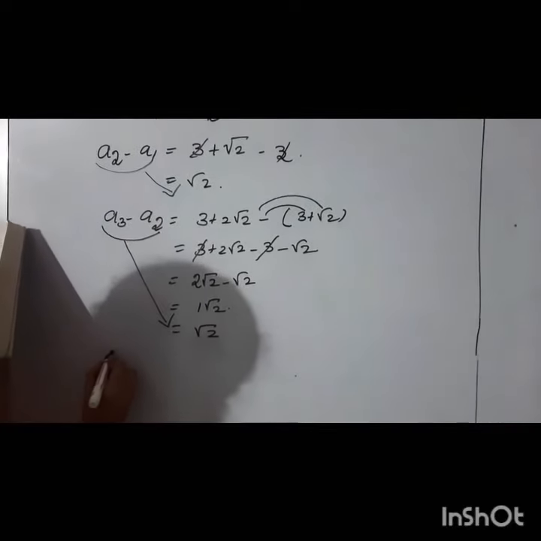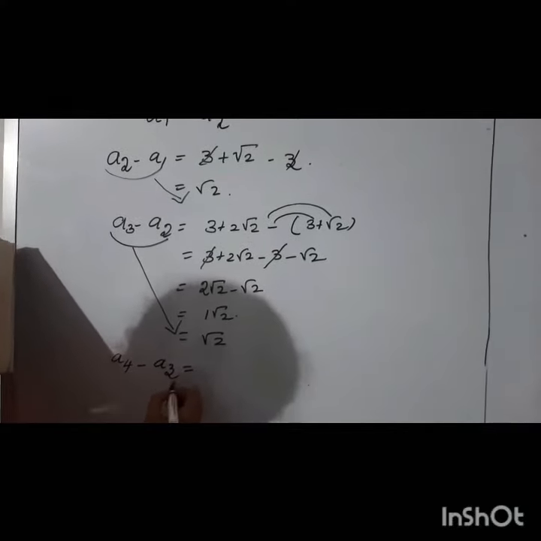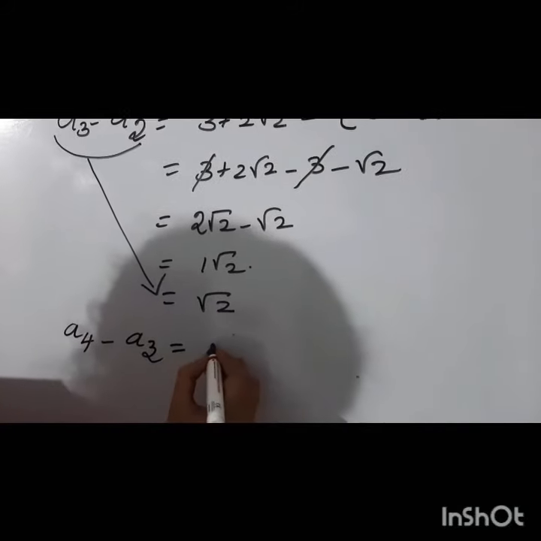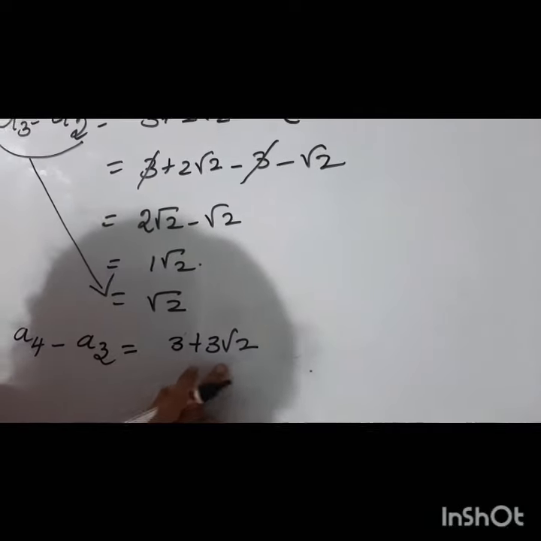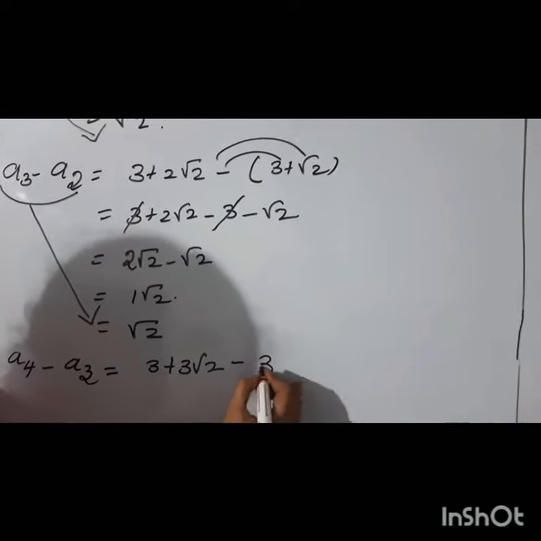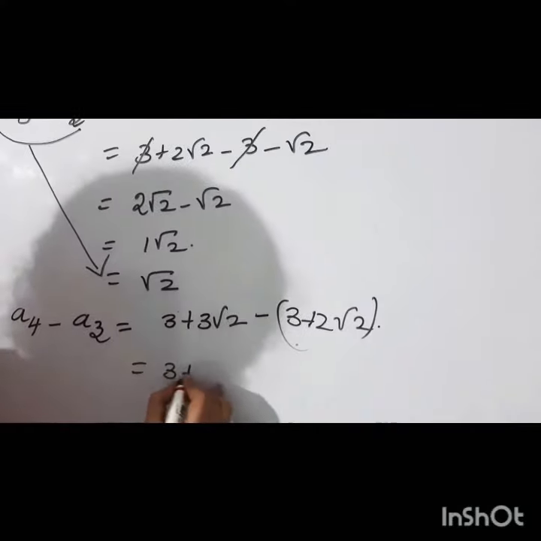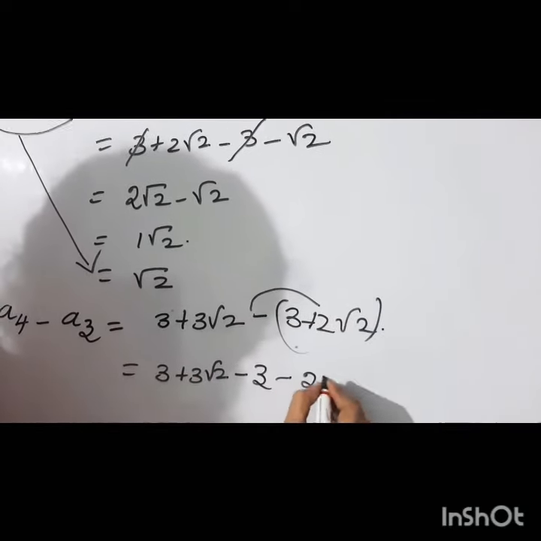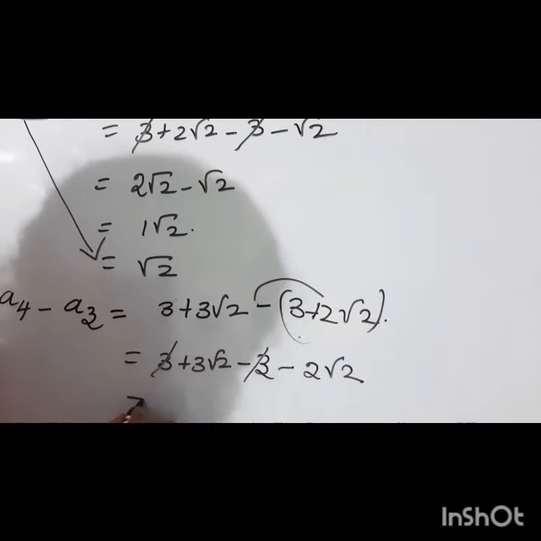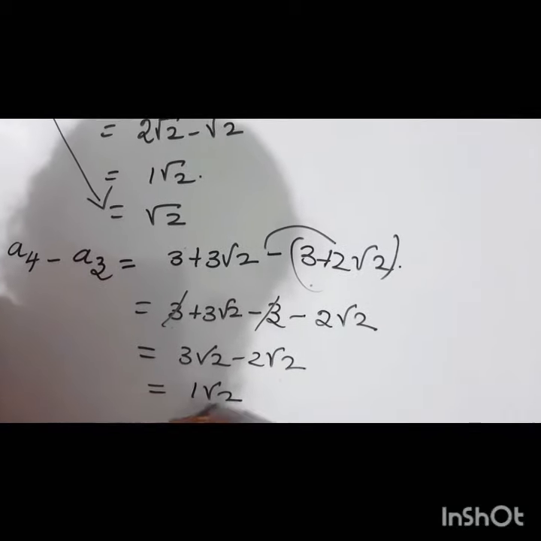Let us check for the next number also. That is your fourth number and your third number. Subtract your third number from the fourth number. What is your fourth number? 3 plus 3 root 2. Subtract the third number, 3 plus 2 root 2. What will you get? 3 plus 3 root 2 minus 3 minus 2 root 2. 3 root 2 minus 2 root 2 gives you 1 root 2, which is nothing other than root 2.